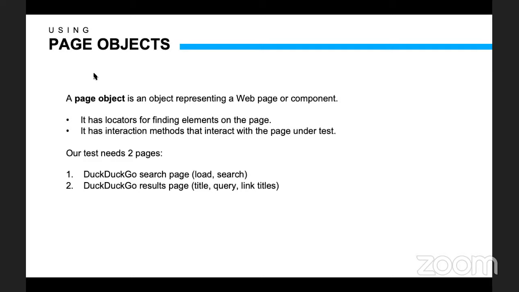For the basic test that we outlined, we need two pages. We need a DuckDuckGo search page because we need to load the search page and we need to search for a phrase. And we also need a results page because we need to get the title, query, and link titles from that results page.